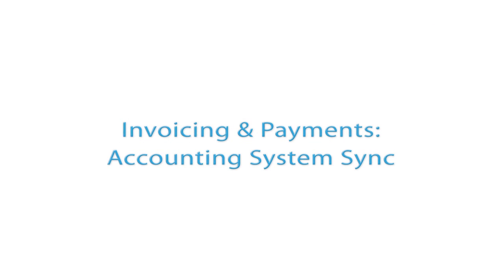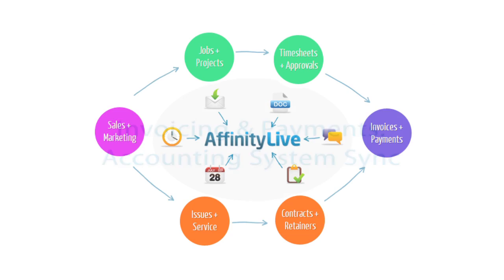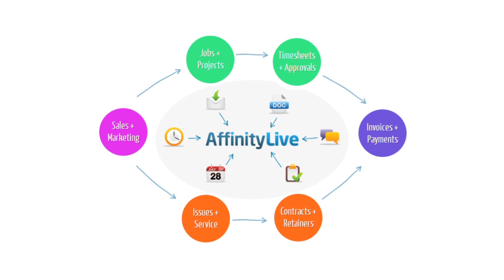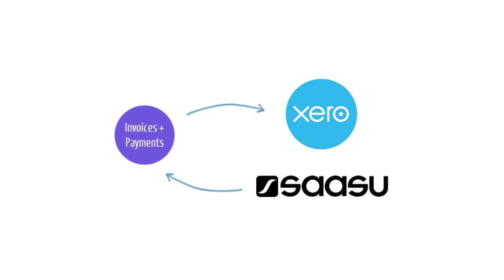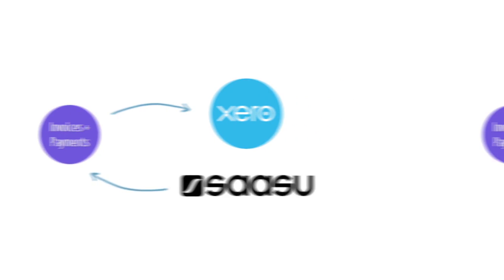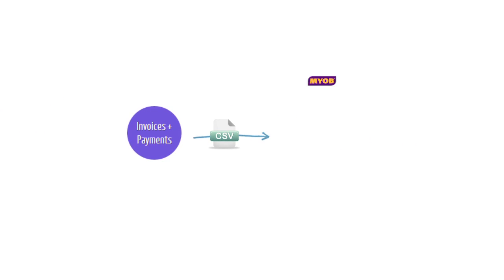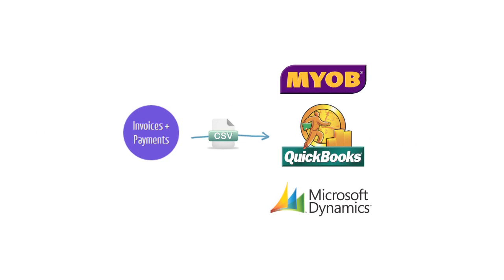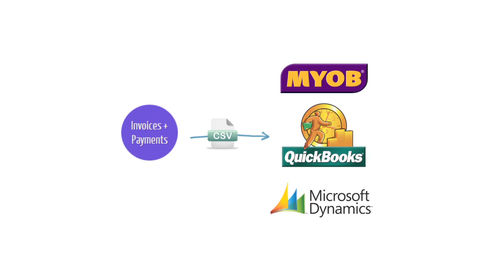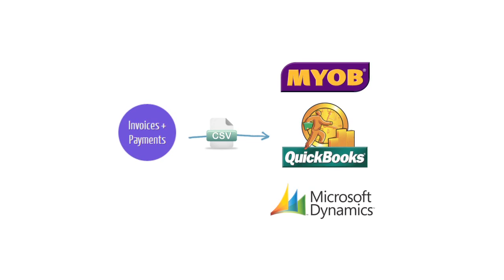AffinityLive also has strong integrations with leading online accounting packages, so you can generate an invoice in AffinityLive and push it across into products like Xero and Saasu automatically. Alternatively, if you're using products like MYOB and QuickBooks, you can generate an export from AffinityLive and then import directly the invoice and payment information very quickly and very easily.